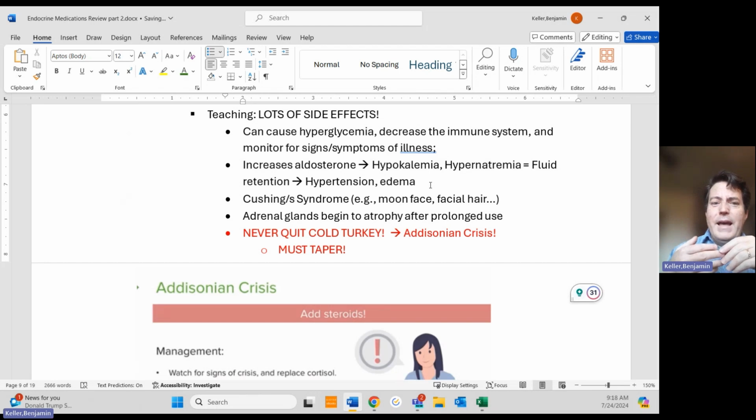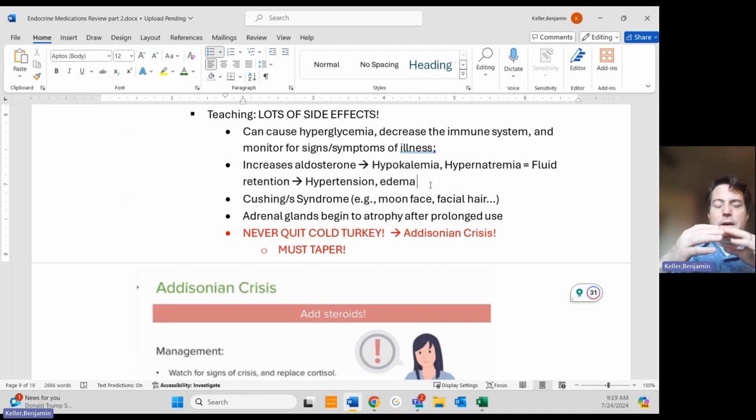Okay. And then if we're increasing aldosterone, which is what this does too, we're going to start to get those signs and symptoms of hypokalemia, because aldosterone is going to cause us to lose potassium. It's going to cause us to hang on to more sodium.